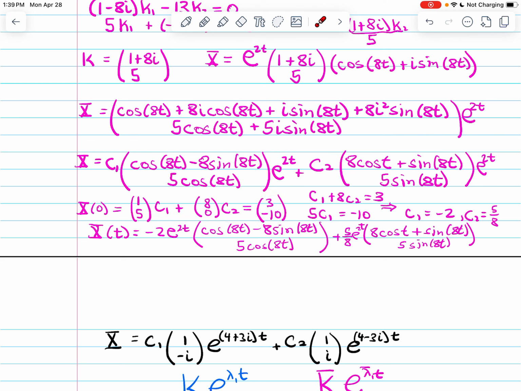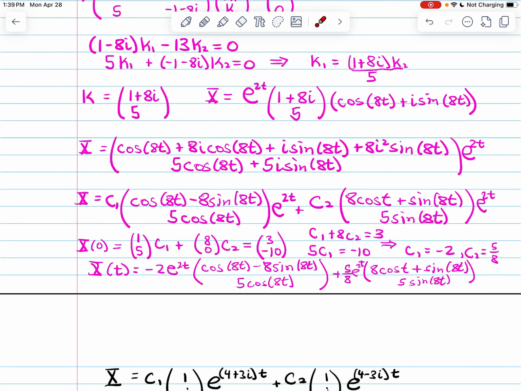So I say, well, that means that C1 plus 8C2 equals 3, and 5C1 plus 0C2 equals negative 10. Well, there you go. So that means that C1 is negative 2, and then if you work that out, you get that C2 is 5/8. And lo and behold, you have your final solution here. See? There's your negative 2 right there, and in place of C2, you got 5/8. So that's the way you deal with the initial condition.